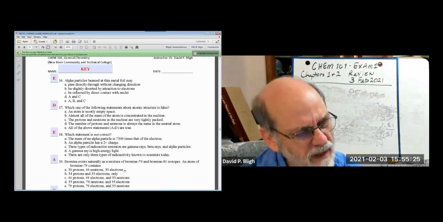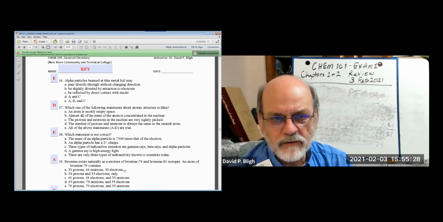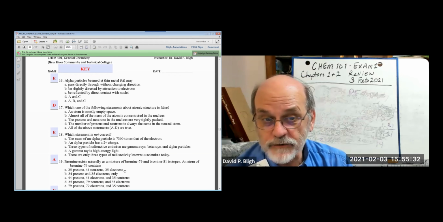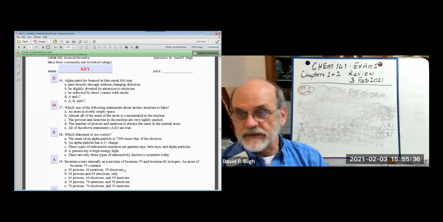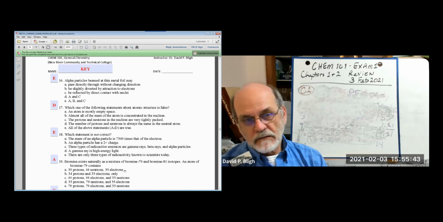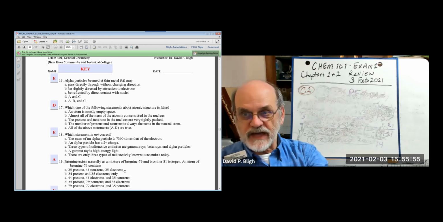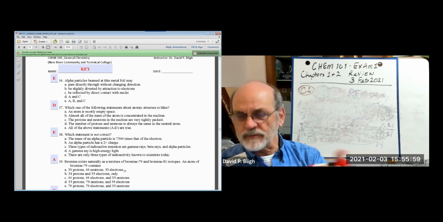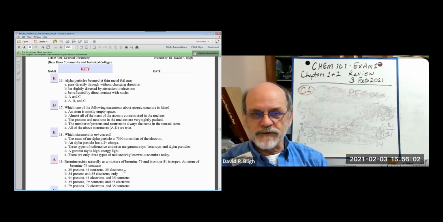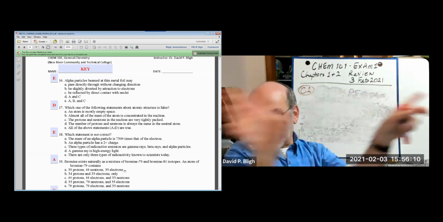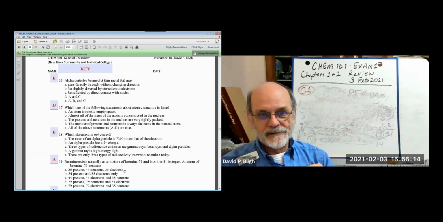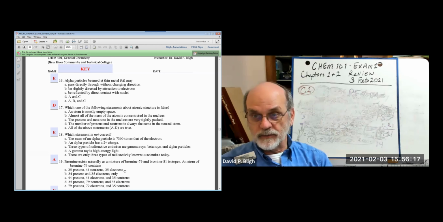Let's see, do I want to look at 16? Yeah, 16. Alpha particle beams at thin metal foil may what? They may pass directly through without changing direction? Yeah. If they miss the nucleus, sure. They could be slightly diverted by attraction to electrons? Yeah. They could be diverted, right? Because we know that alpha particles are positive in charge and electrons are negative, so they could pull them aside. We didn't mention that in the lecture, but that's true. They could be reflected by direct contact with the nucleus. Oh yeah, they could be bounced off in opposite side directions, or they could be bounced straight back. So all of those are possible. E would be the answer to that one.